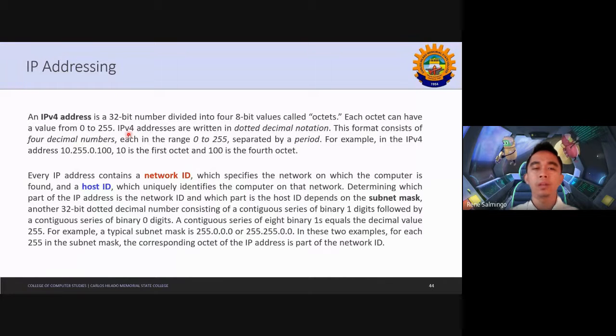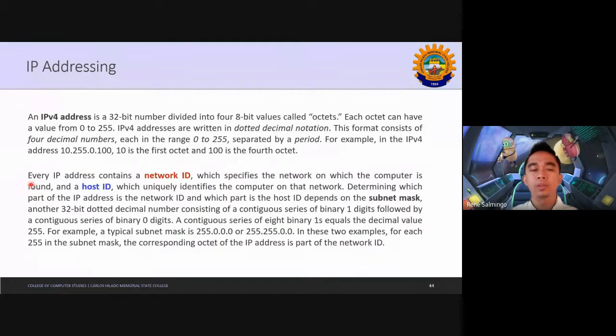And IP addresses are written in a dotted decimal notation. This format consists of 4 decimal numbers, and each ranges from 0 to 255, separated by a period. As an example, we have 10.255.0.100. Take note, our first octet is 10, the second octet is 255, the third is 0, and the fourth is 100.